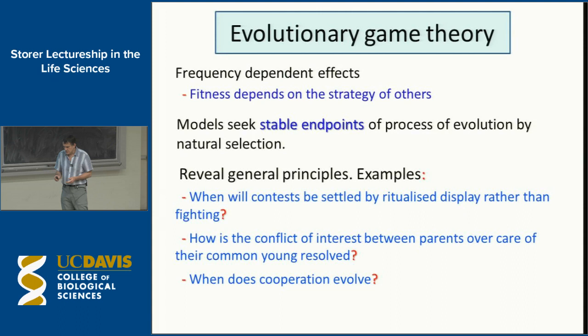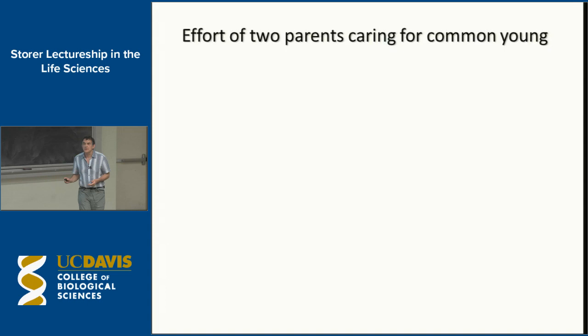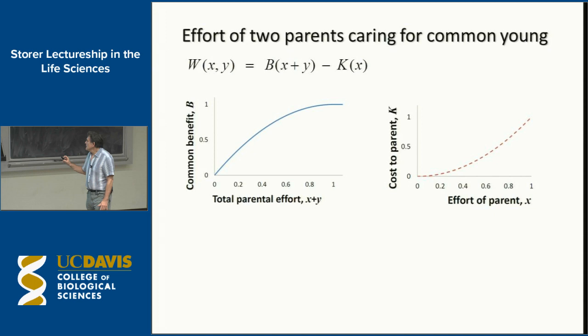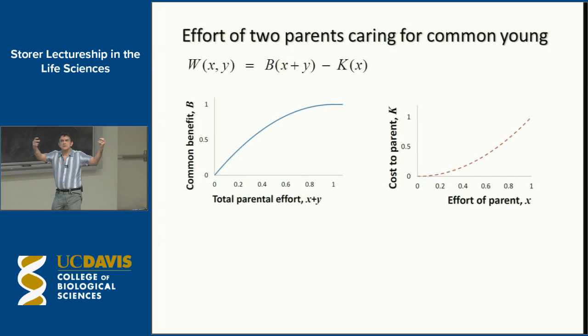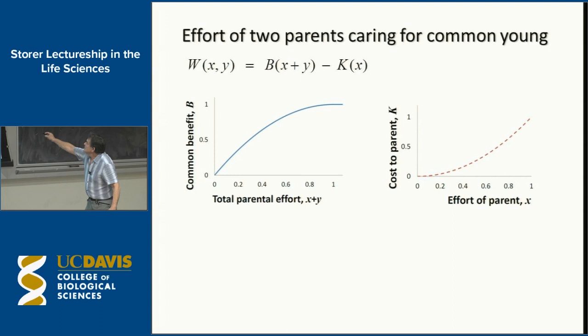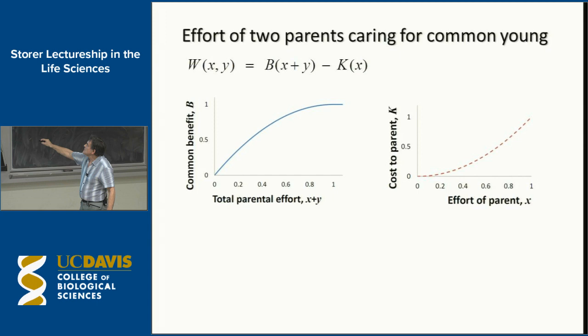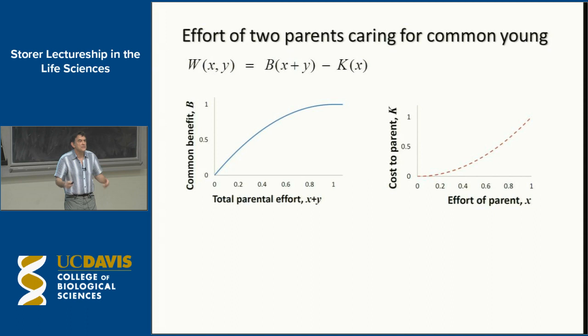So let me give you an example, which is two parents caring for their common young. This is the standard model. It's quite old. Typically, the way people have modeled it, they've thought that with the two parents looking after their young, there's a common benefit, which is the young themselves. If X and Y are the efforts, say, of the female and the male, then the survival of the young may be some increasing but decelerating function of the sum of the parental efforts. Let's assume that in the simplest case.